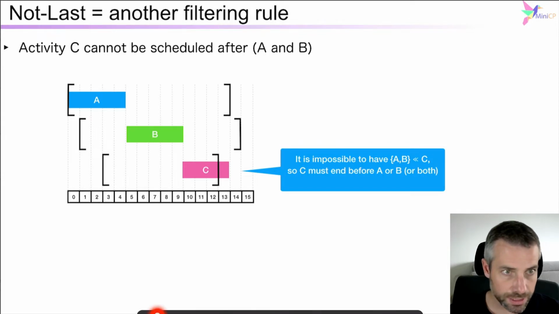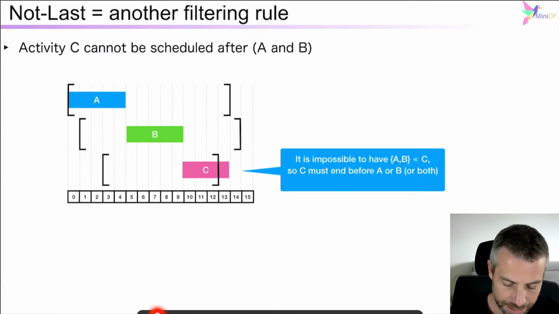We have 3 activities there, and we see that it's impossible to have C scheduled as the last one in the set of 3 activities. So C cannot be placed after A and B. The best case for placing C after A and B is this one. We have A, then B, and then we try to place C at the end. And we see that's impossible because we are beyond the deadline of the activity C.